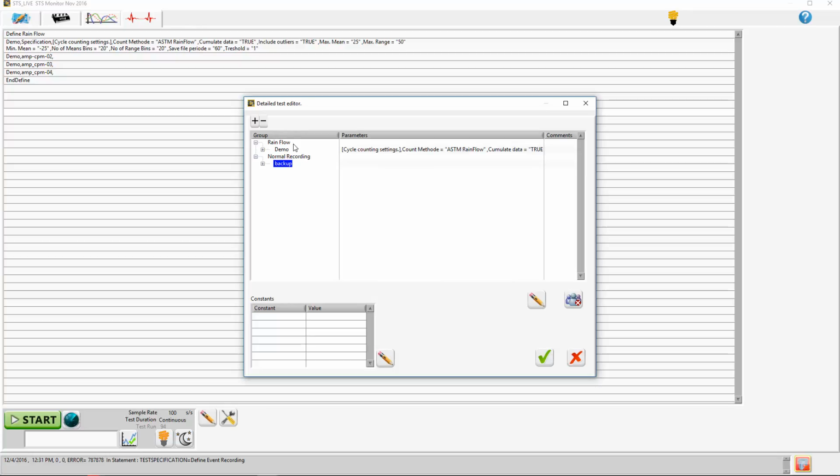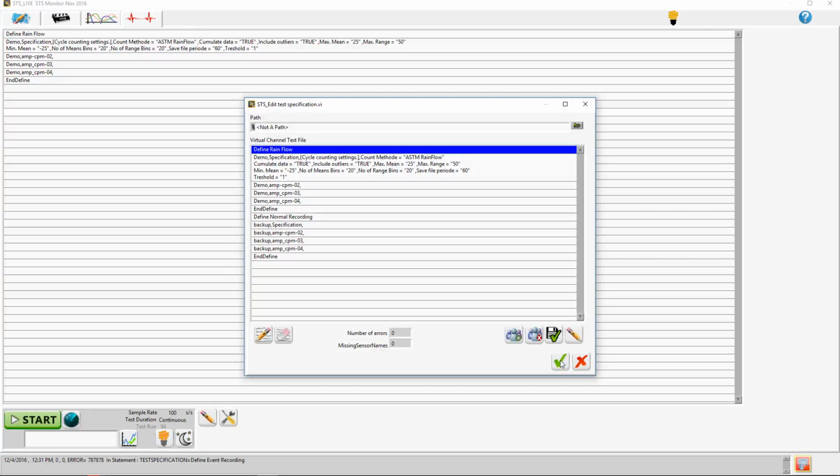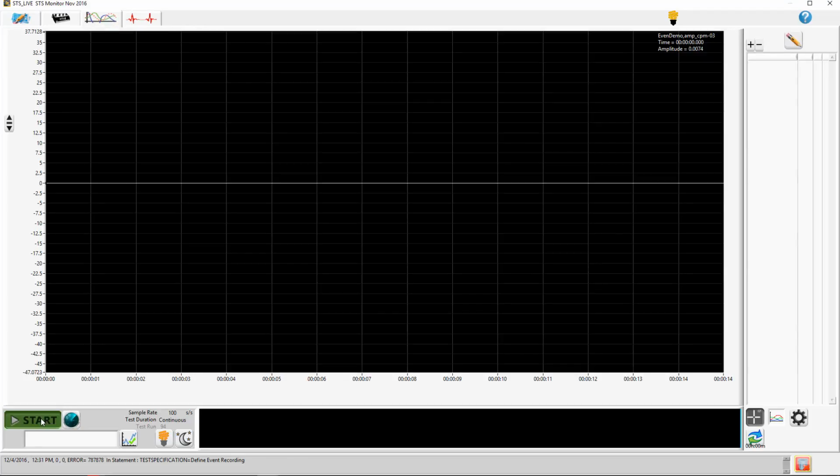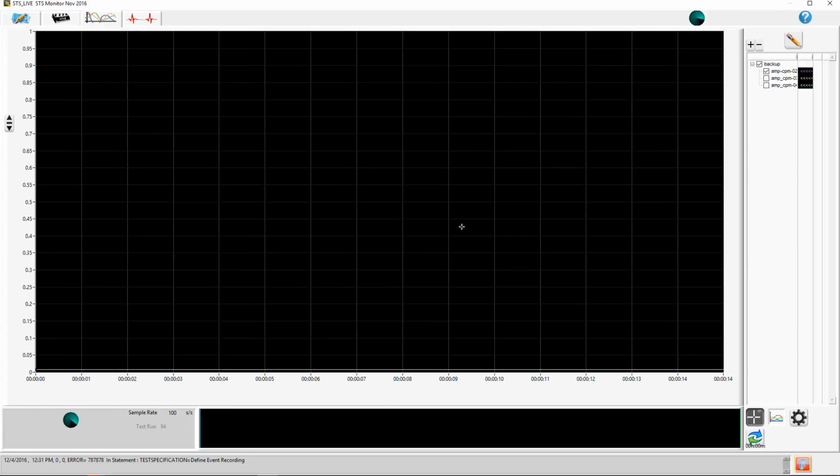So now the test will run rainflow, but it also will do normal recording. So we know that what we are recording, we can verify that it actually counts correctly. Save it. And it is sent to the core. Now we can start. You will see now that we only have 3 sensors in the group backup. We activate the sensors.